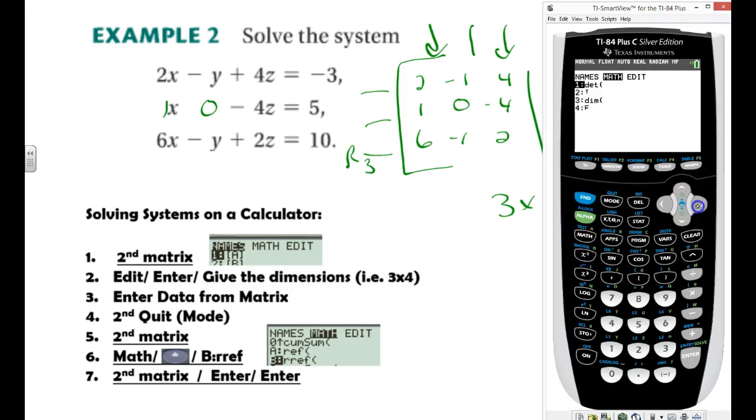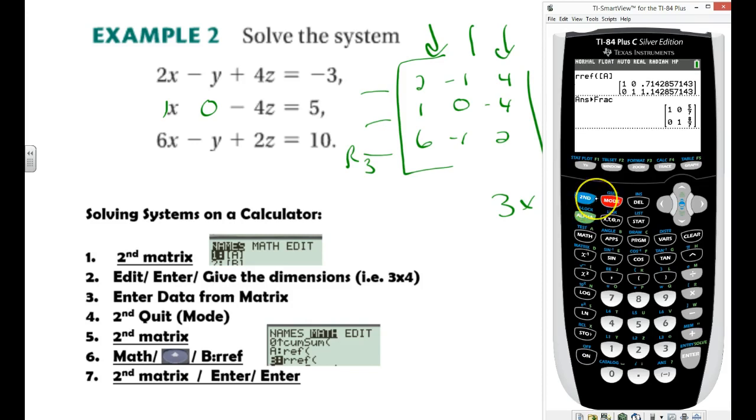Second matrix, edit, 3, enter, 4, enter, 2, enter, -1, enter, 4, enter, -3, enter. This is very hard to do on the computer. You're going to be more successful on the calculator. 0 is the point of this whole problem. Enter that placeholder. 6, -1, 2, and 10. The important part is hit second quit.